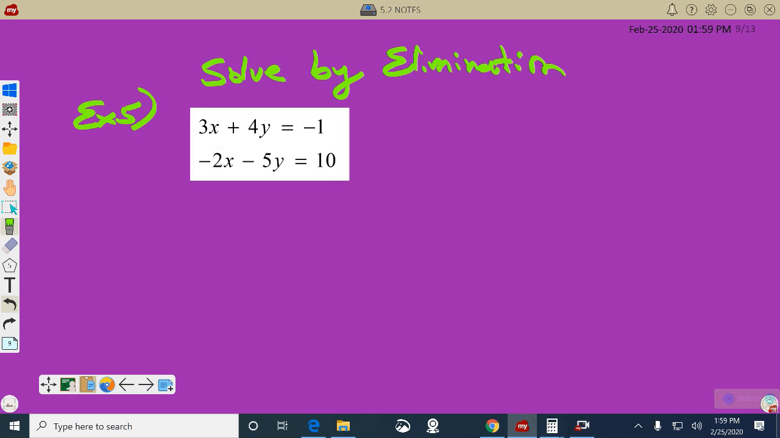There is no opposite coefficients. When I look at the x's, 3 and negative 2 are not opposite. 4 and 5 for y are not opposite. And negative 1 and 10, there's no variable there. So what I got to do is multiply the first equation by a number, the second equation by a number. This way we have opposite coefficients. So I'm going to do both equations this time.